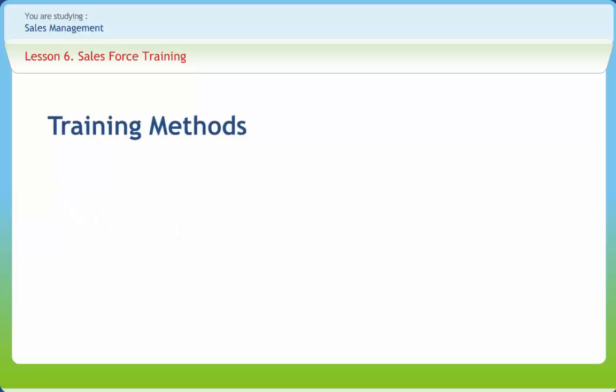Companies adopt various methods to train the sales force. This includes at times a mix of more than one method. The most common of all the training methods are highlighted on screen. We all know about lectures. The main weakness of lectures is that teaching is emphasized more than learning.